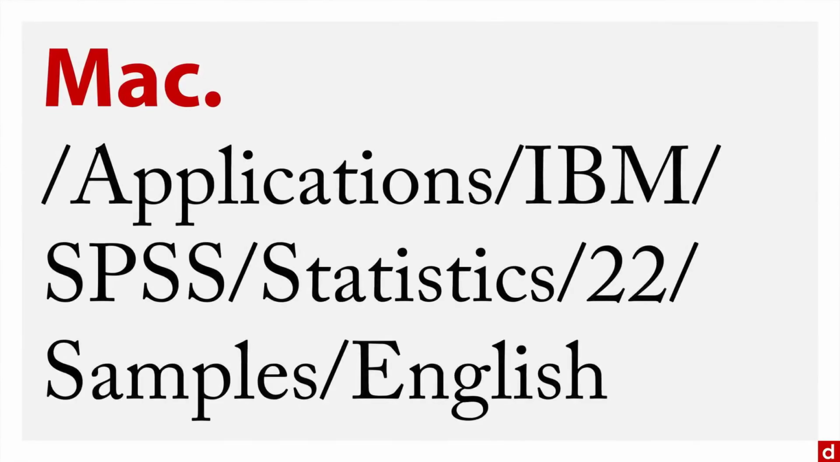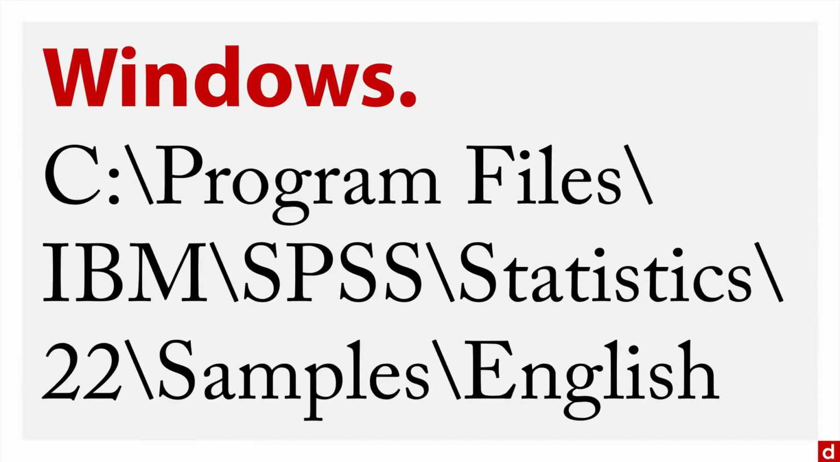Now, if you're on a Macintosh like I am, then it's going to be in your applications folder under IBM SPSS Statistics 22 or whatever version you're using, then samples, and then in English, then you'll have them. In Windows, it's a little bit different. It's going to be C, Program Files, IBM SPSS Statistics 22 or whatever version you have, samples, and then English. So you have to navigate to that manually in order to be able to find those. But when you do, you'll see a bunch of files there.